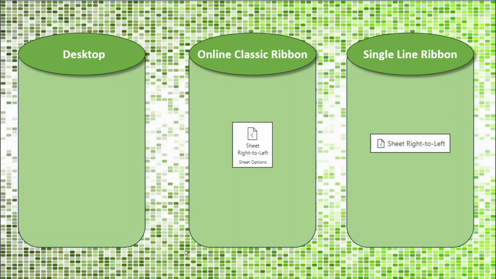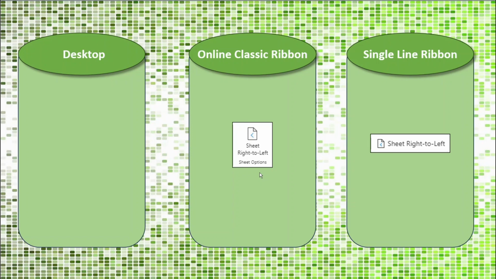Even though we just looked at the Sheet Options group in the desktop ribbon, we found that while it had several buttons, it did not have the Sheet Right to Left button that is in the Sheet Options group in the Online Classic ribbon and the Single Line ribbon.